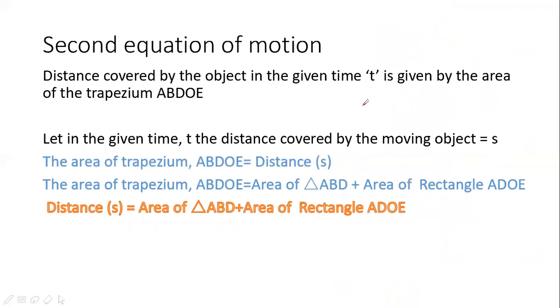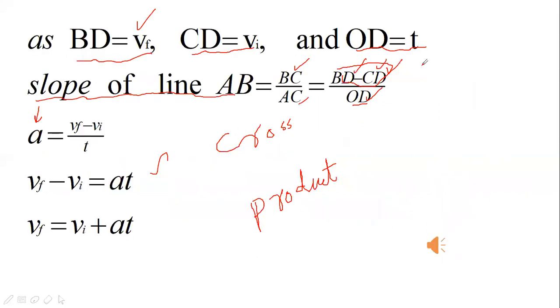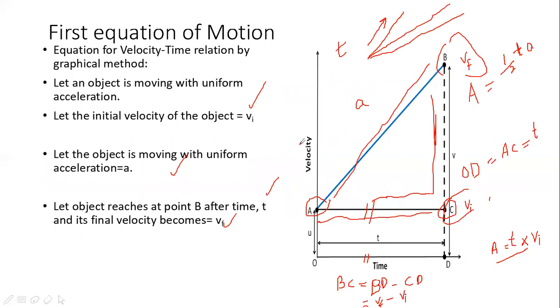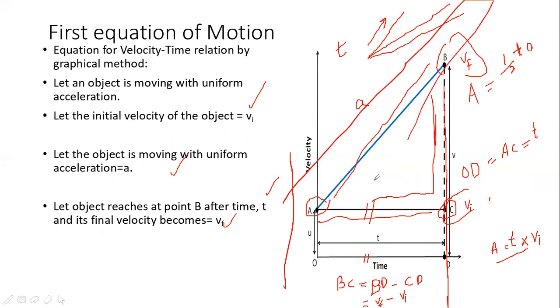Now the second equation of motion. The distance covered by the object in a given time t is given by the area of the trapezium. In this case, we are going to calculate the distance, so you will calculate the area of the trapezium. If you look at the first diagram, this side is parallel to this side. These two sides are parallel, and this side and this side are intersecting. So it's a trapezium, in which two sides are parallel and two are intersecting each other.